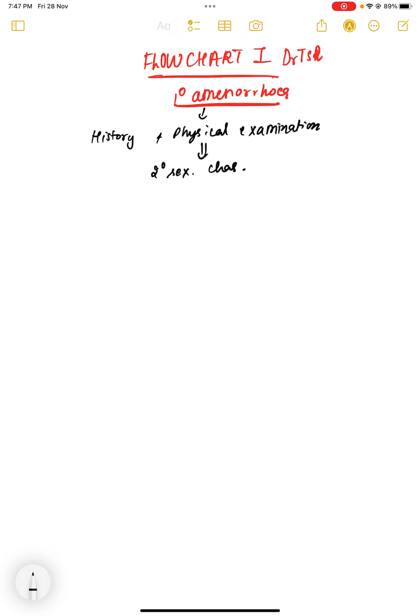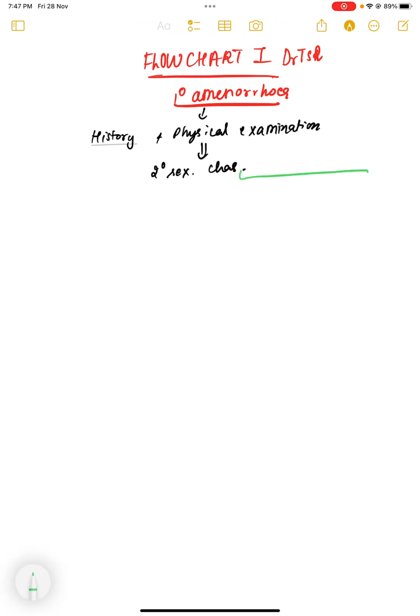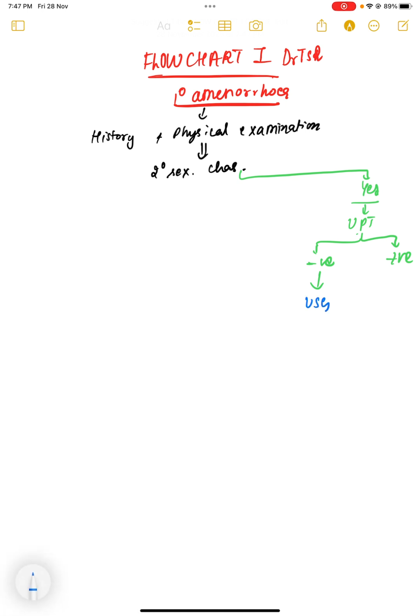If the secondary sexual characteristic is present, then you do UPT, urine pregnancy test. If UPT is positive, the story is different. If UPT is negative, what we do is the ultrasound. If UPT is negative and secondary sexual characteristic is present, then I will do ultrasound, USG.